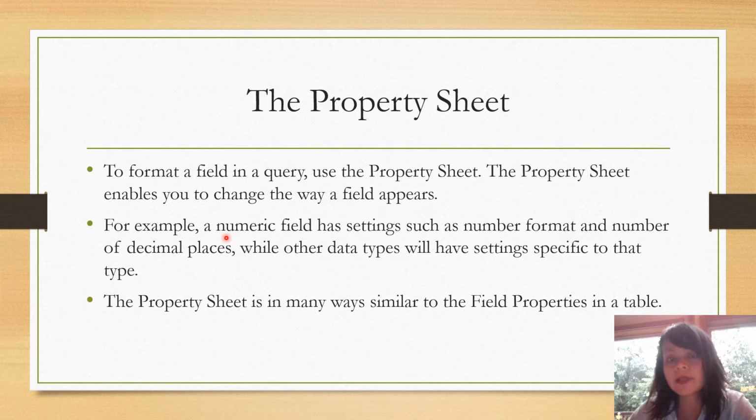Next, let's talk about the property sheet. So to format a field in a query, use the property sheet. The property sheet enables you to change the way that a field appears. So for example, a numeric field has settings like number format and number of decimal places. Other data types will have settings specific to that data type. So think of the property sheet as the field properties in a table. Okay, it's very similar.